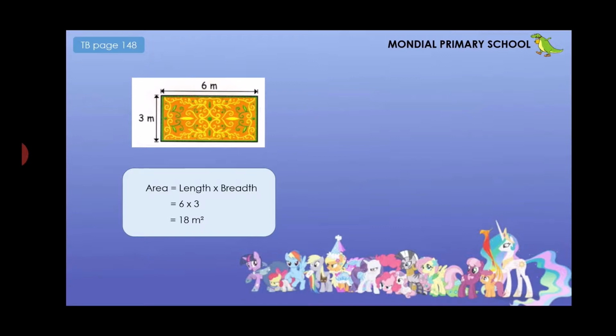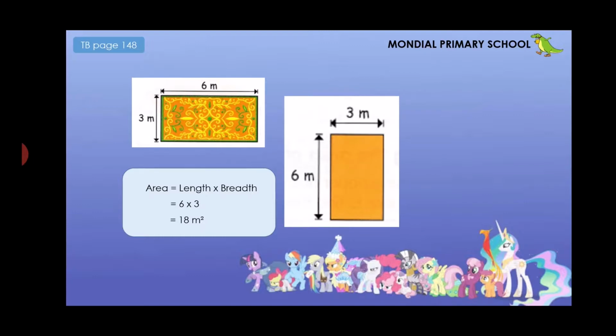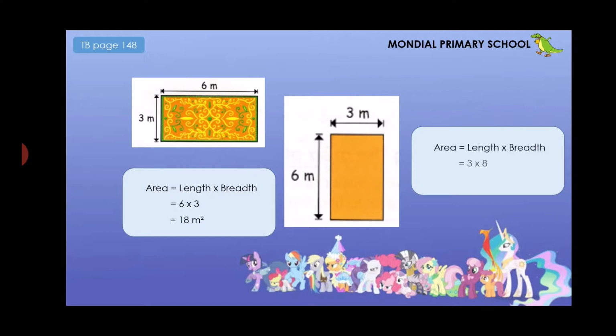We can also look at the rug this way. Hence, the area of the rug is 3 times 6 is equal to 18 square meters. You can choose which side will be the length and which side will be the breadth. However, usually the longer sides become length, but it is fine if you choose the opposite. Do you understand so far?